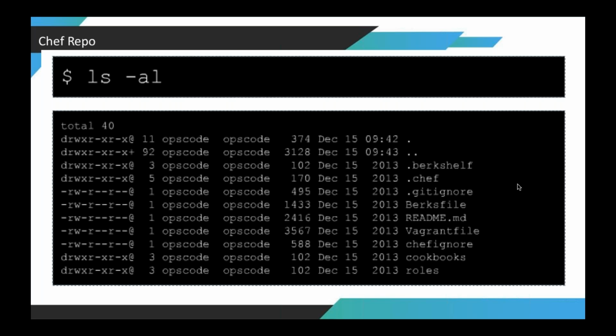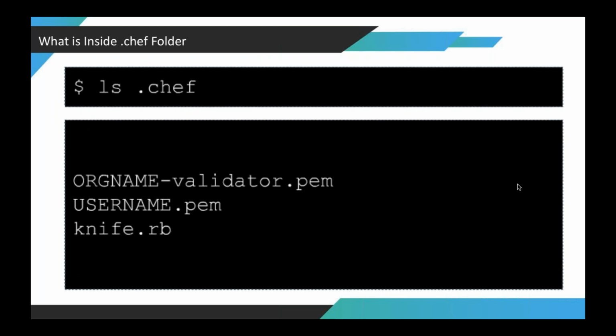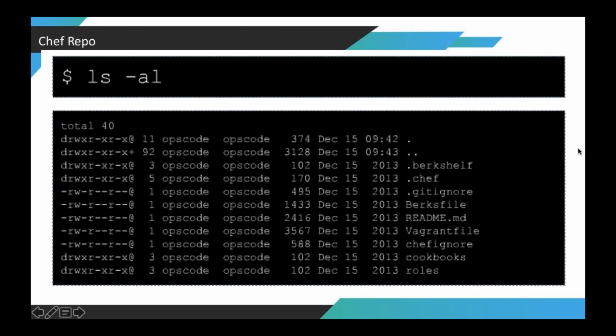Here is the schema of the various files and folders which are available inside your chef-repo. So the .chef, ignore, cookbooks, roles. You see there is one Vagrantfile as well. Why this Vagrantfile? Whenever you are running the Chef configuration, you need some VM to test out your changes.